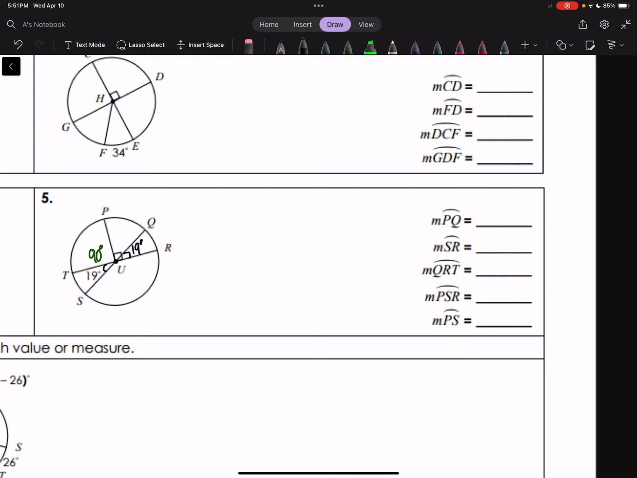Therefore, I know this is 19 degrees, and if out of the 90 degrees, 19 is on QUR, PUQ must be the remaining 71 degrees.